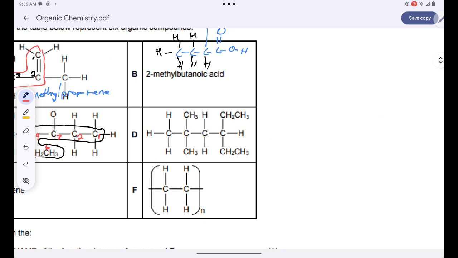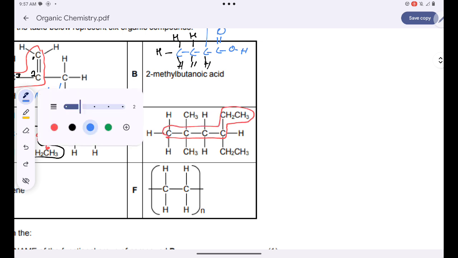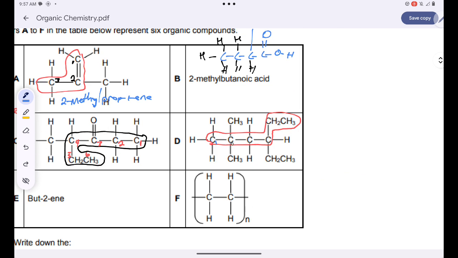And then compound D. Compound D has multiple side chains. So I must start numbering from the carbon which is closer to the side chain. So if this is my parent chain, it simply means that this will be carbon number 1, 2, 3, 4, 5, and 6 altogether. Please, guys, do not make a mistake of saying these two are side chains. You cannot have a side chain on the terminal carbon. You can never have that.